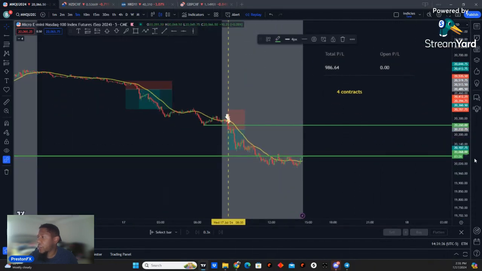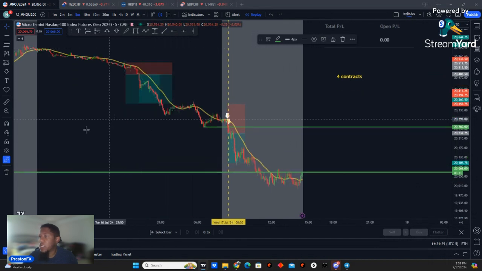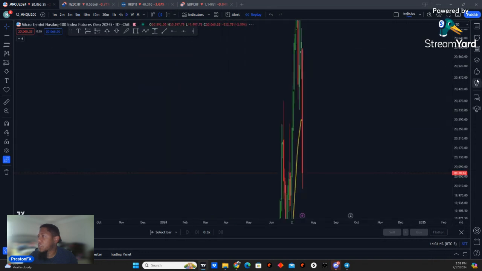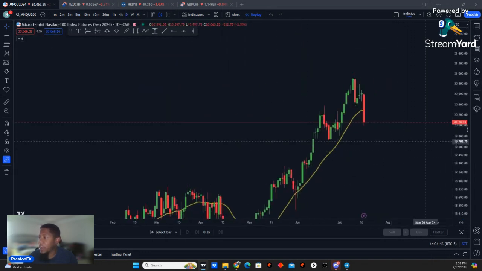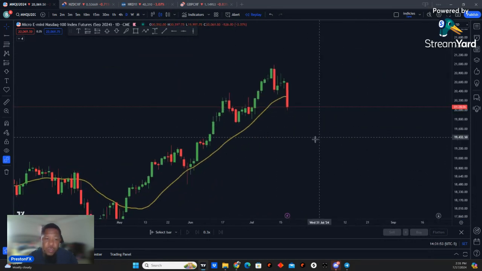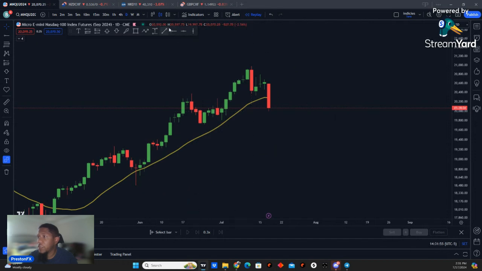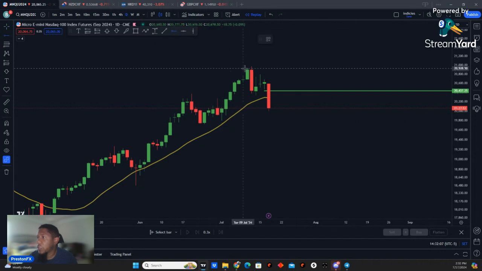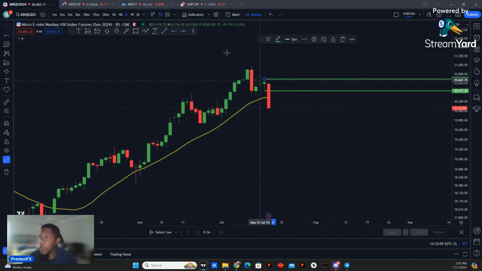The reason why I took this trade earlier is that I went to the daily time frame. As you can see, overall, since May, it's been on an uptrend. But I'm not long-term trading it. I'm scalping it, so I don't care. At the end of the day, if you can see, today's candle was right here. So I marked the highs and the lows of this candle.